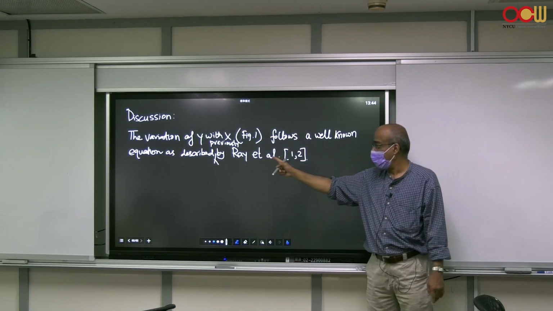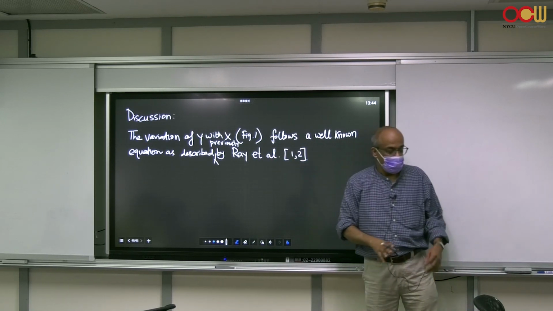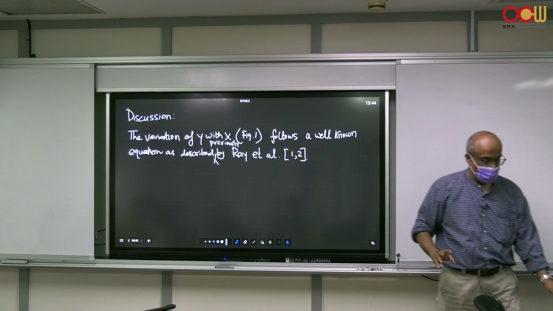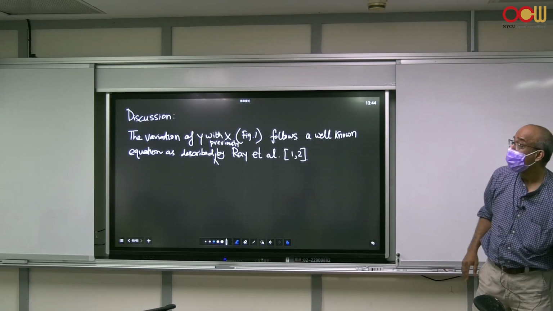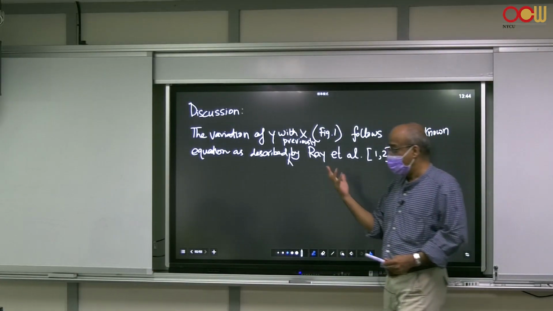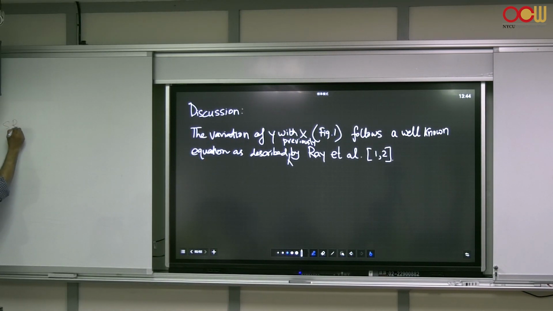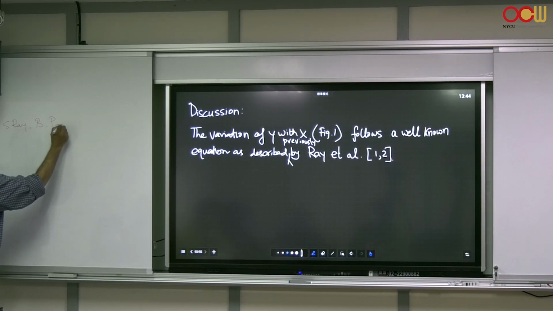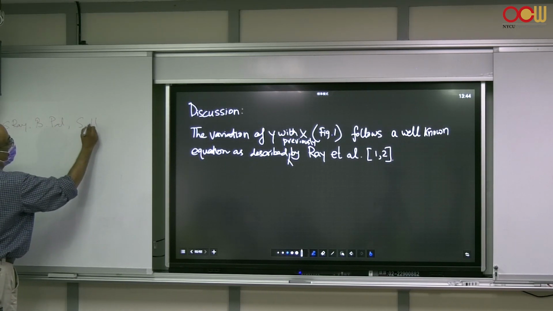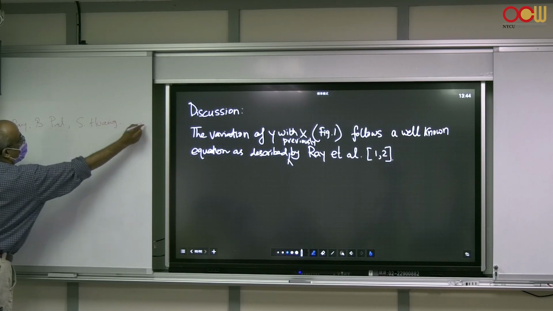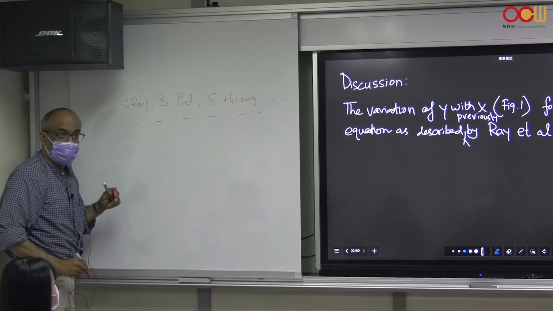Now I have to tell you something about this et al. So et al. means when there are more authors in a paper. Several authors in a paper. 1, 2, 3, 4, 5. So the first author is, let's say, S. Ray. The second may be, third may be, and you have many authors.